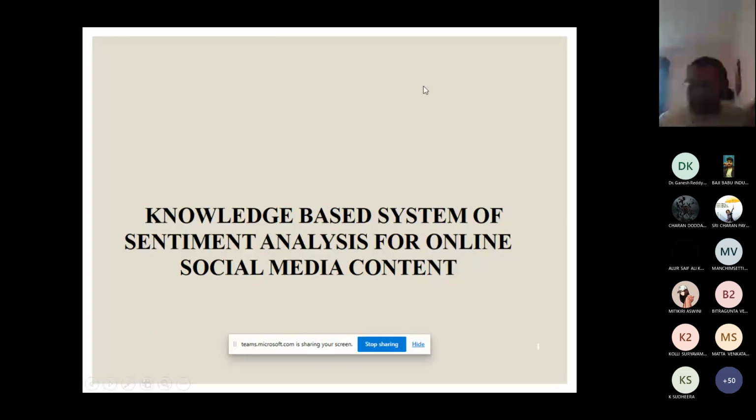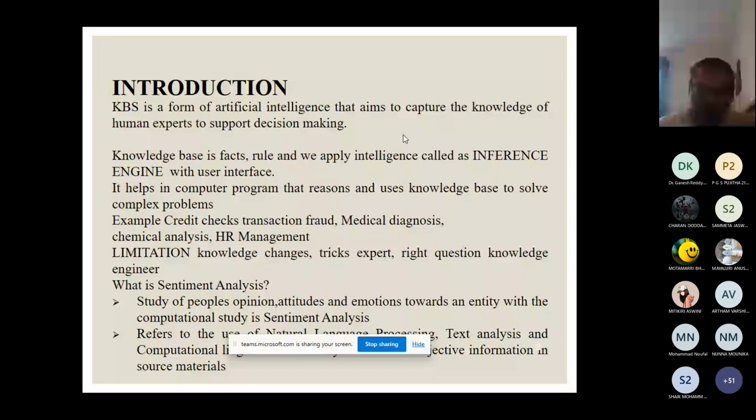Okay. So today I want to present on knowledge-based systems through a particular approach, like sentiment analysis on online social media data. It can be Twitter, Facebook, Instagram, Flickr, like that. Decision making.